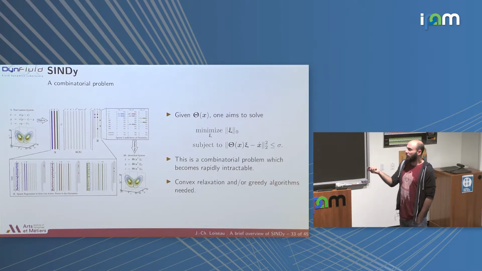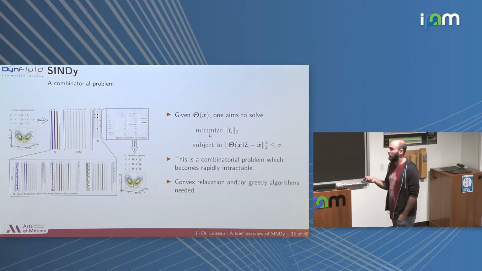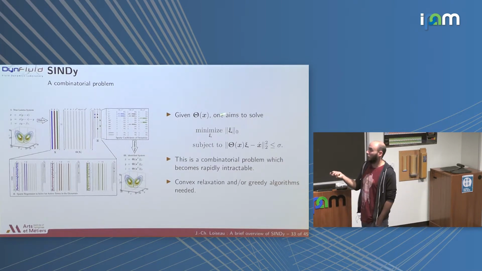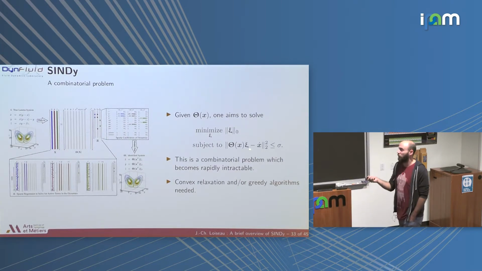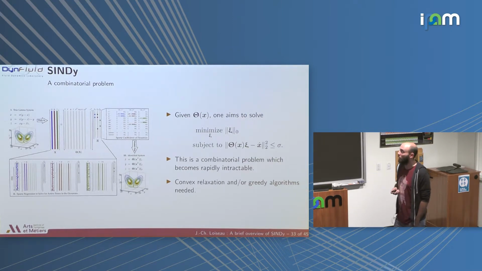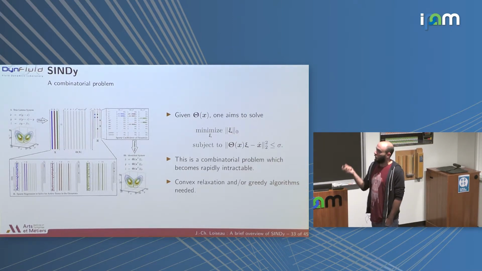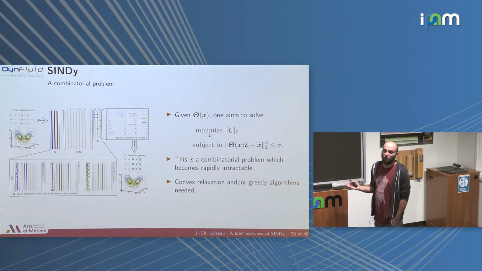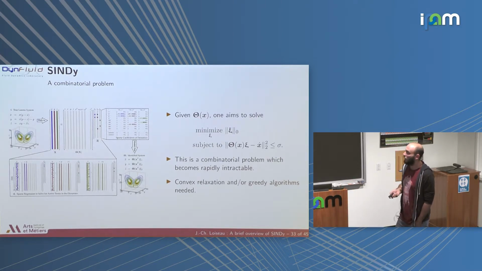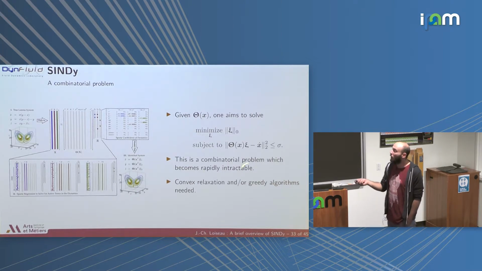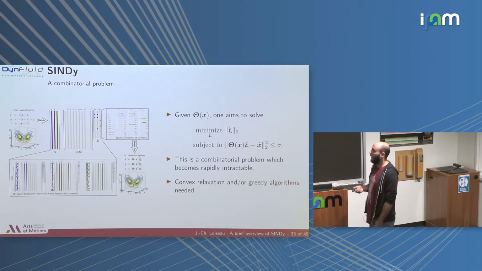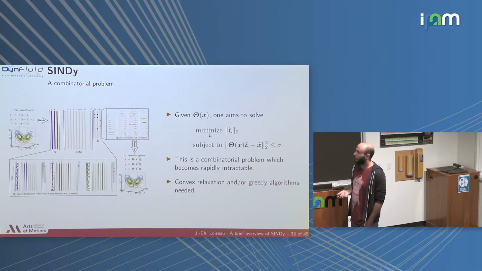So I'm just going to write the problem slightly differently than what Steve is doing. We're going to minimize the cardinality of our coefficient vectors subject to a data fidelity term here. It's a combinatorial problem, super intractable. It very rapidly becomes intractable, and so we need to use a convex relaxation of this problem or a greedy algorithm to solve it.